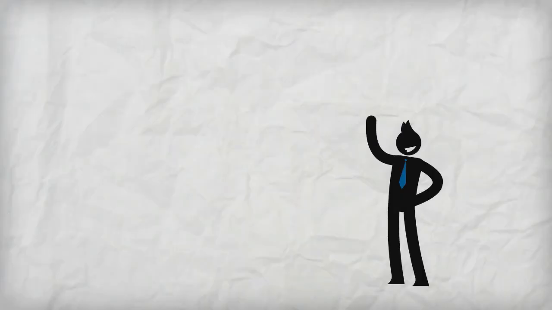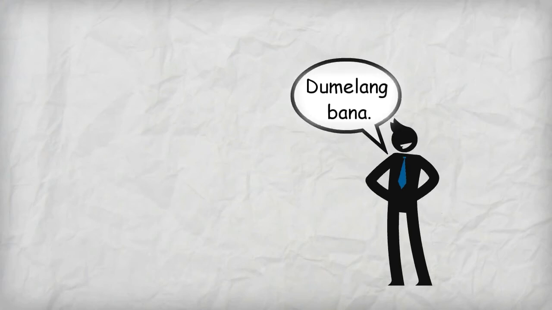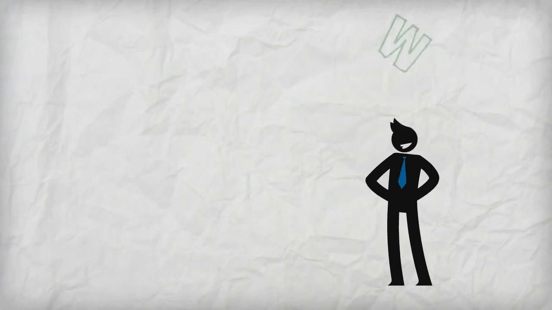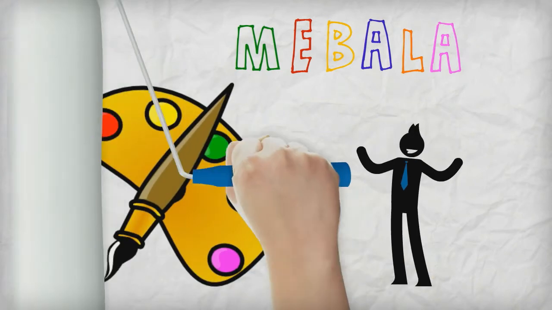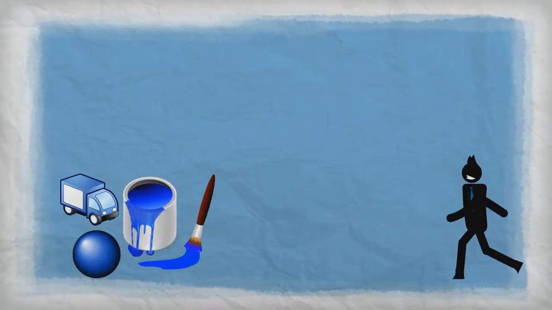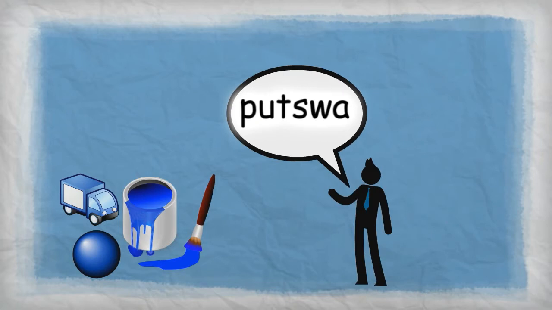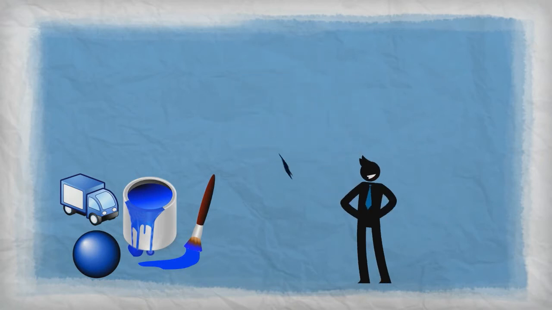Hello, Abuti. Say hello to the children. Dumelang bana. Today, we're learning about colors. Are you ready, kids? What is the word for blue in Sesotho? Putswa. Very good. Putswa.